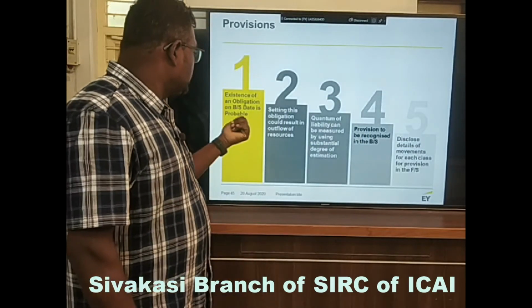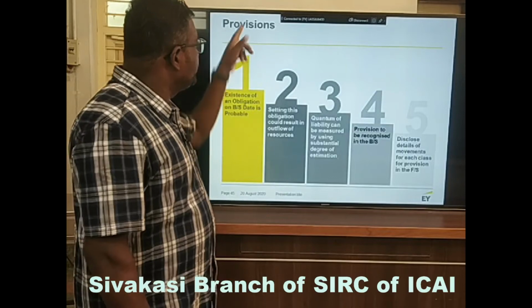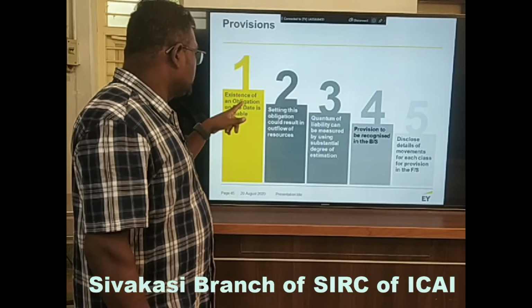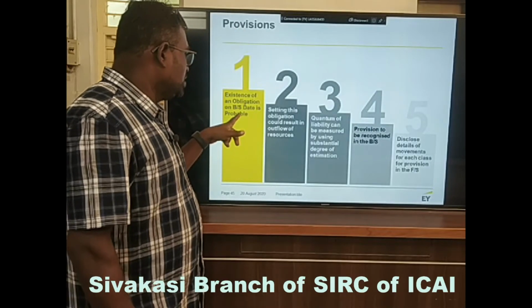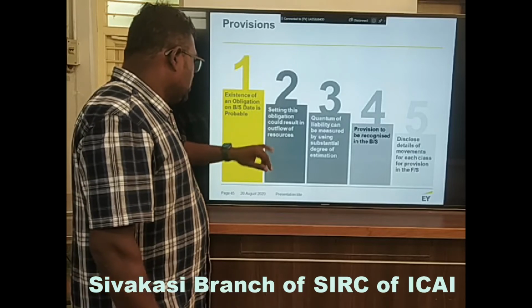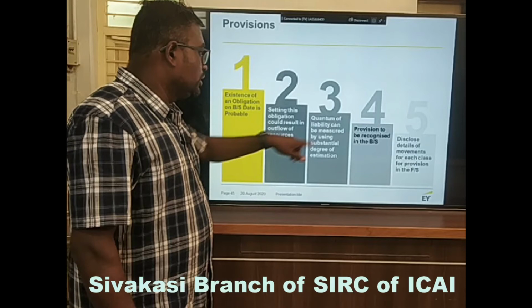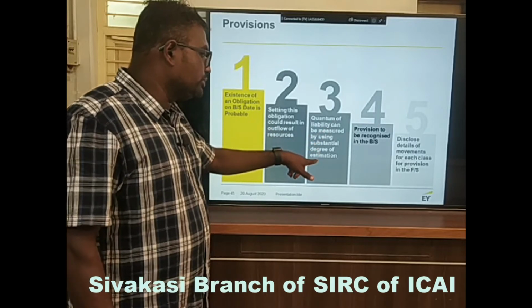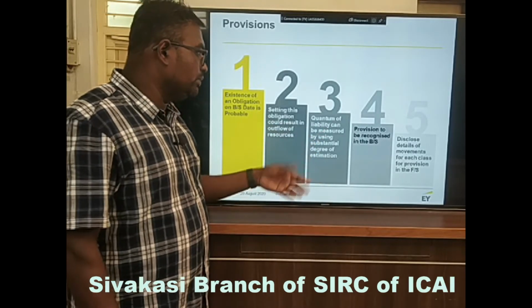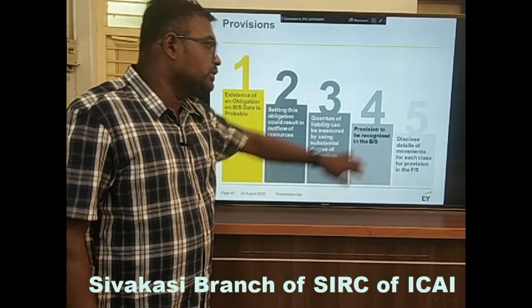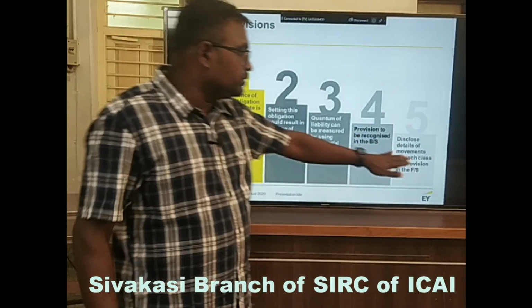So existence of the obligation, this is a provision. Existence of an obligation at the balance sheet date is probable. Settling this obligation results in an outflow of resources. The quantum of liability can be measured by using a substantial degree of estimate, and then you are able to make the provision to be recognized in the balance sheet. So what are the disclosure requirements?